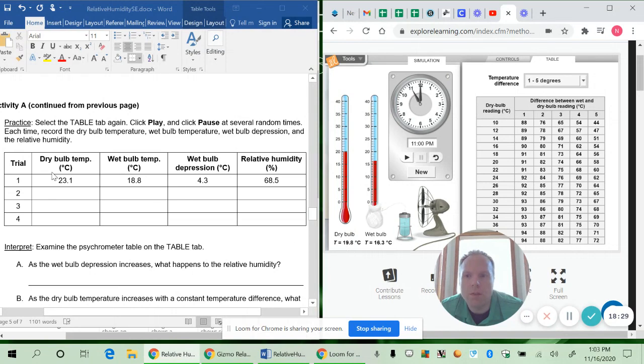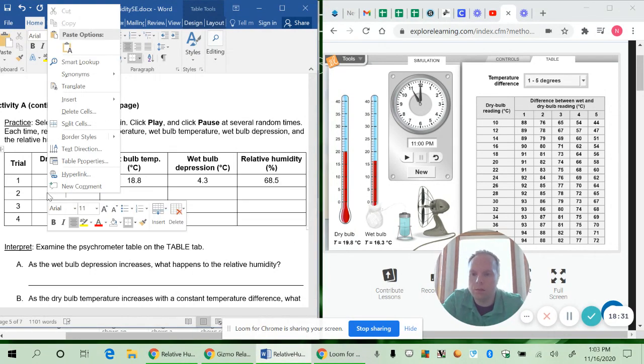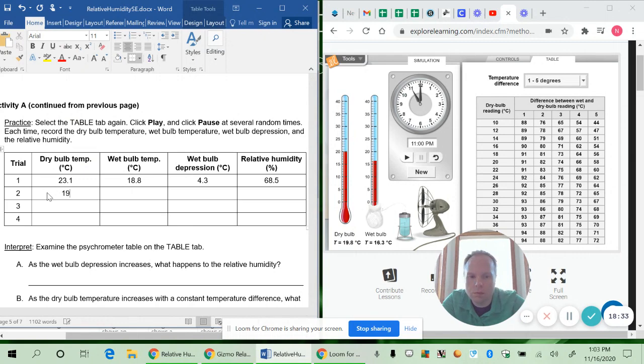So we have a dry bulb of 19.8 and a wet bulb of 16.3. And then the depression, that'd be the difference between them. So I'd subtract 19.8 minus 16.3. So it'd be about 3.5.